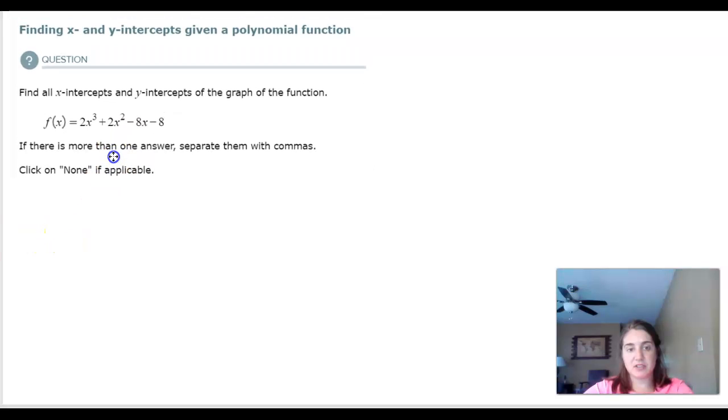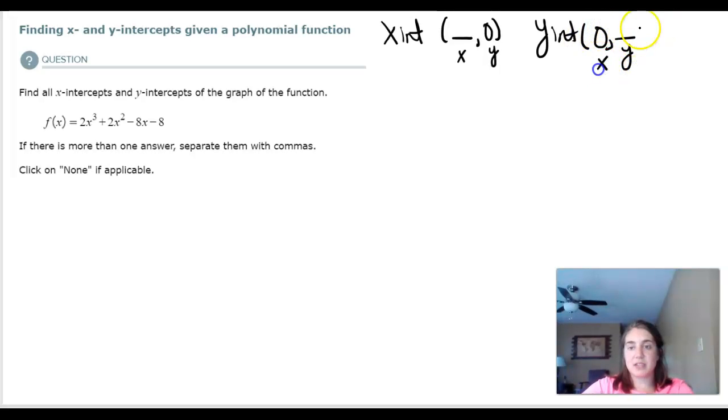Finding the x and y intercepts of a polynomial function. So if we think about this, the x-intercept is what is the x value when y equals 0? The y-intercept is what is the y value when x equals 0? So we're going to either put a 0 in for y or a 0 in for x. So let's go ahead and find our x-intercept first. Put a 0 in for y.